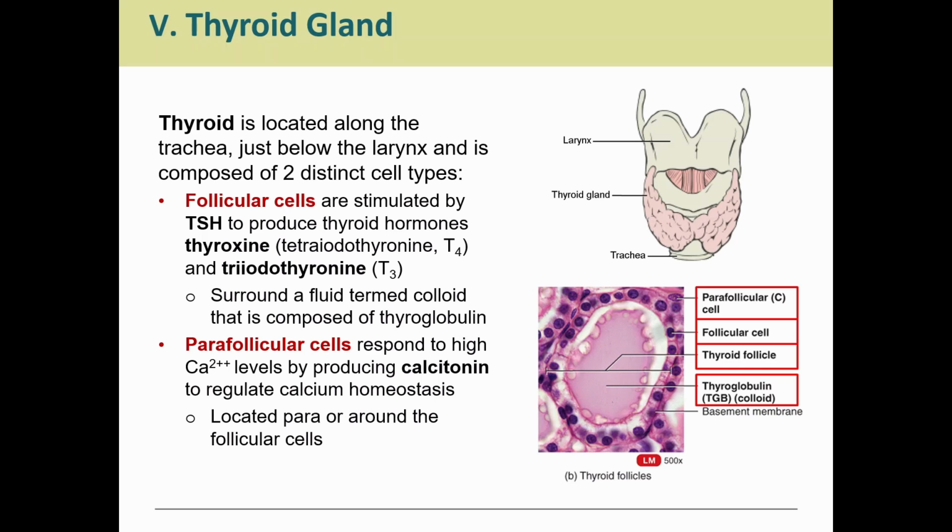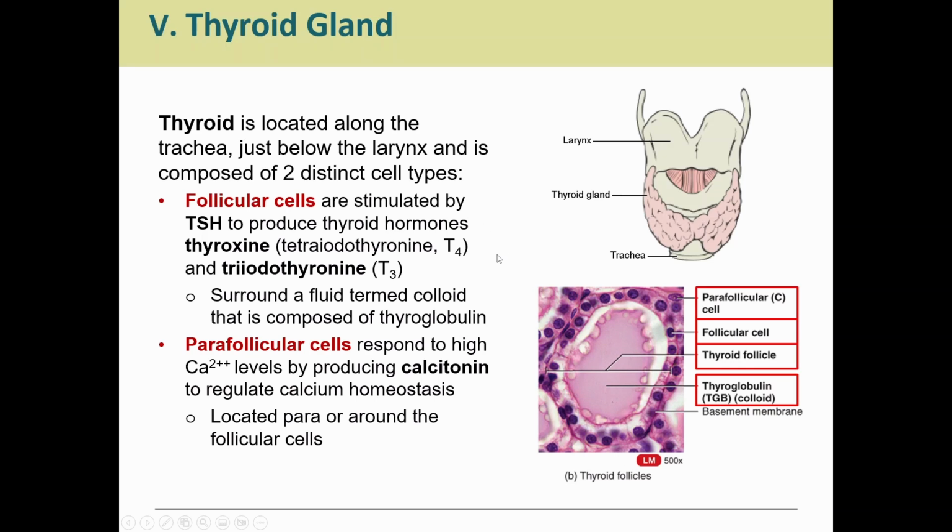So if we kind of take a look at the picture here, we can see them. We see here's the follicle, which is this kind of evenly colored space in the middle here. We see follicular cells kind of line that, so they kind of create like a circle here. And then the parafollicular are the ones next to it. They're kind of like the in-between.